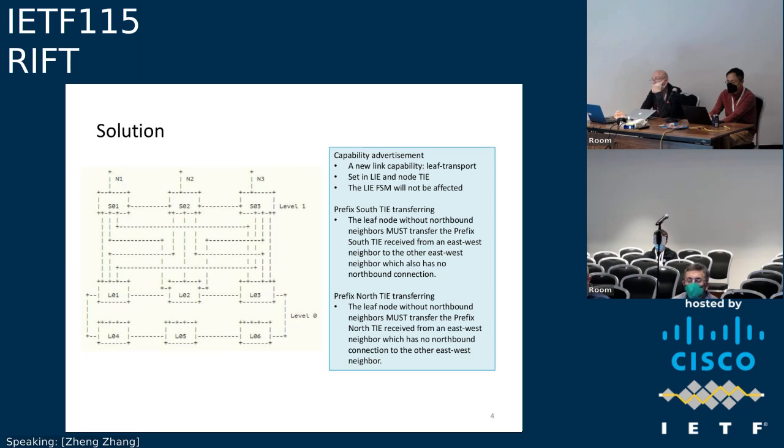A new link capability is defined and named as leaf transport. It can be set in LIE and node TIE. This capability won't affect the LIE FSM. Next, please.